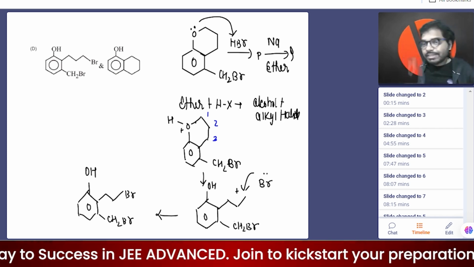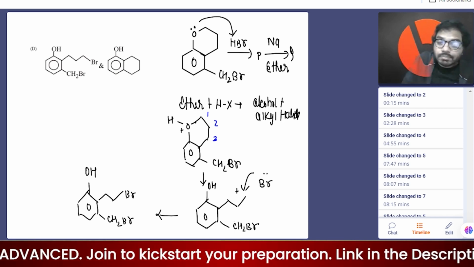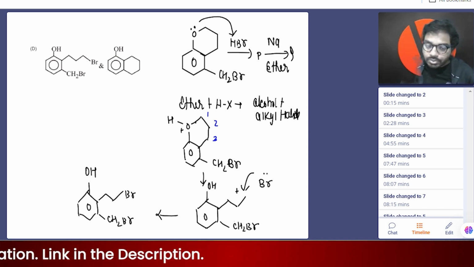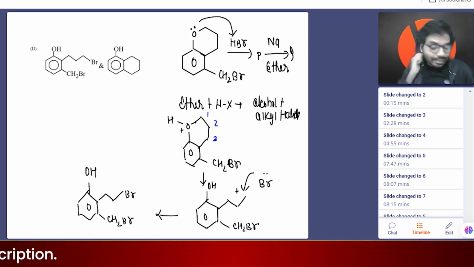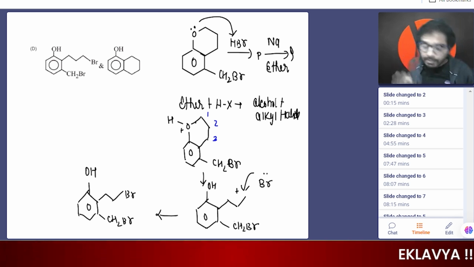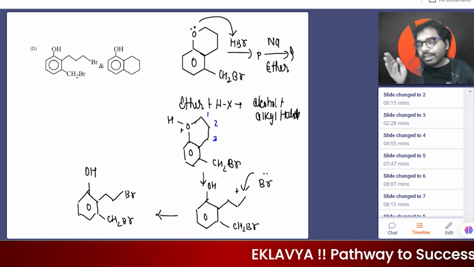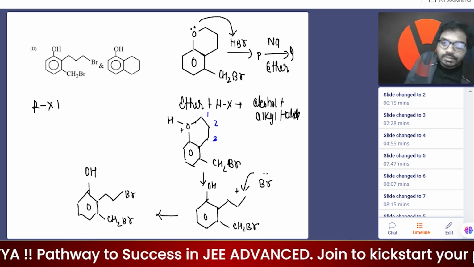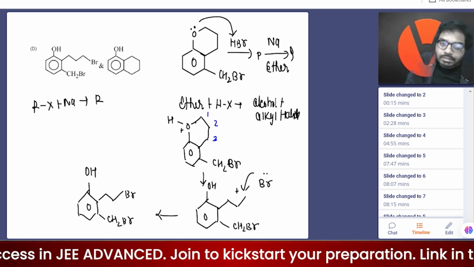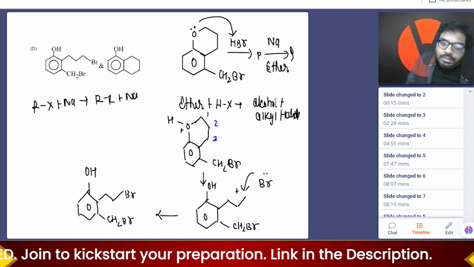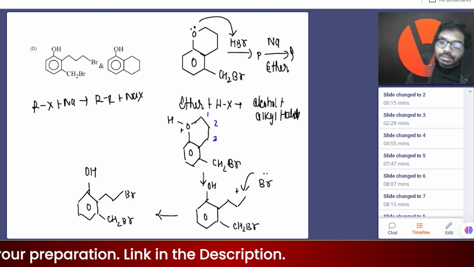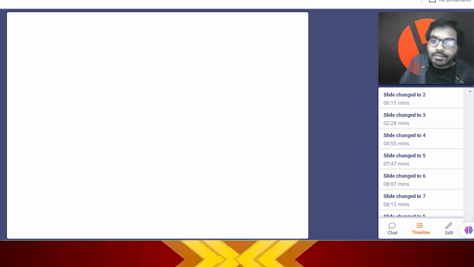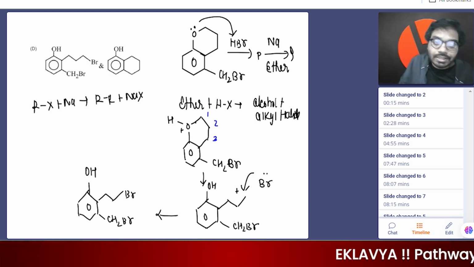Now please try to understand which reaction can be possible. There is Na and ether, and we can see these are the two alkyl halides. So we know the Wurtz reaction: RX plus Na undergoes reaction and gives R-R and NaX, like two molecules of RX. So this is intramolecular. It is clearly written that the intramolecular product will form.